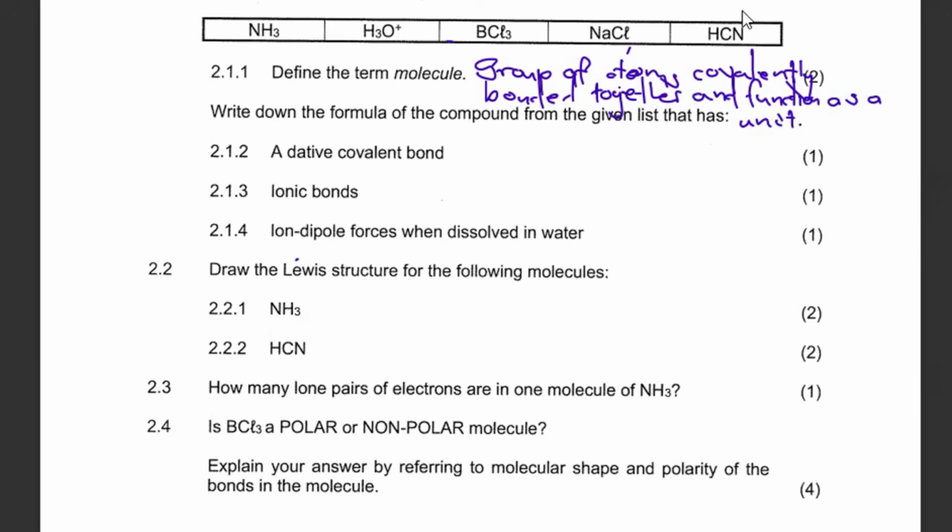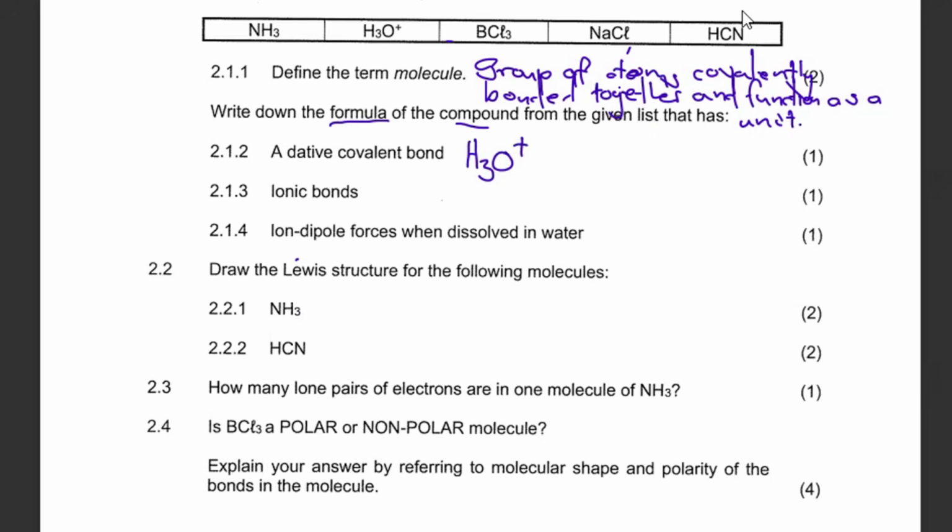Then the statement reads, write down the formula of the compound from the given list that has a dative bond. The one that we're going to have as a dative bond is H3O+. Remember, in a dative bond, one has to give out, or donate, its electrons.